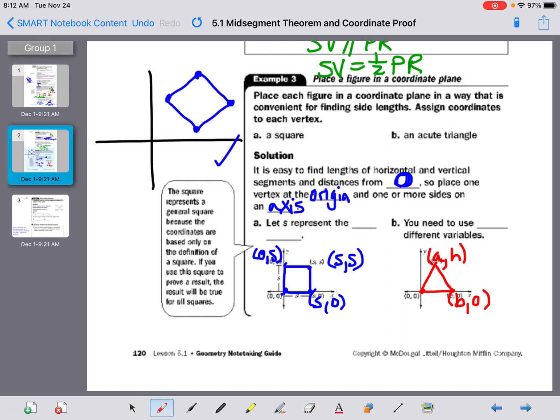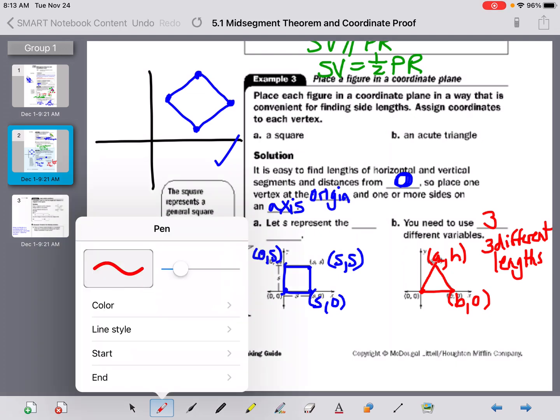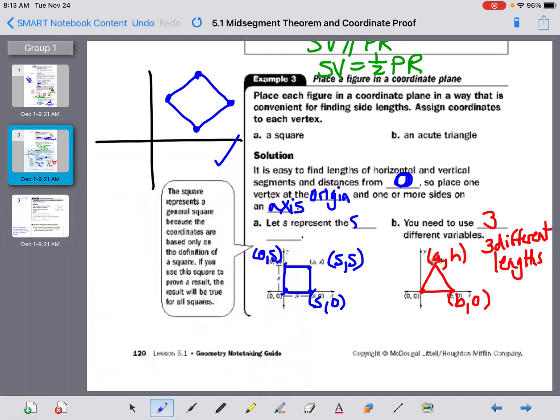Here's the key. If you make those A and H and B, you're telling somebody they are 3 different values, okay? Because if you made this one A and A, that means as far over as you went, you went up that high, which is possible. But if you use different variables, you are representing that you have 3 different lengths, right? So just remember the different letters will signal different lengths. On a coordinate plane, if you have 2 different variables, they will be 2 different numbers. You cannot make them equal the same thing, okay? And I should come back here and write that S was my side length, right?